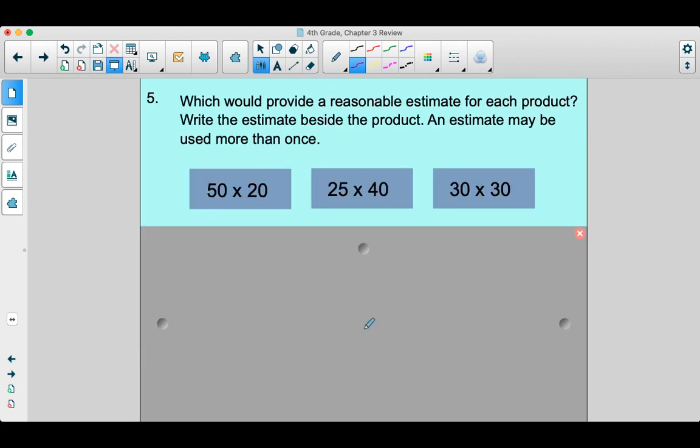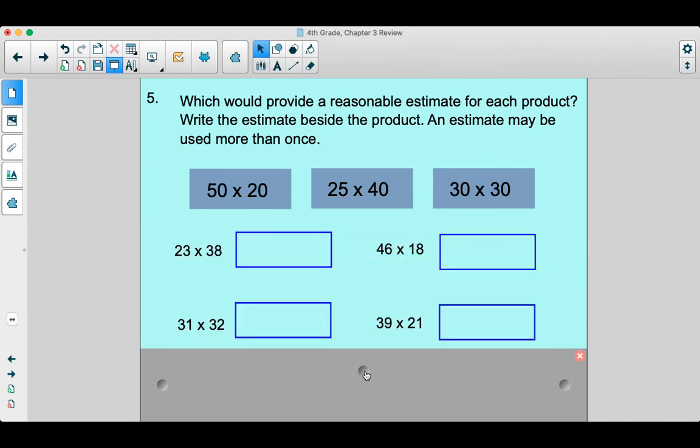All right, here we go. Number 5, which would provide a reasonable estimate for each product? Okay, write the estimate beside the product. An estimate may be used more than once. Okay, so these are our choices. So these are what we get to choose from for our answers, okay? So underneath the shade, I have our options.